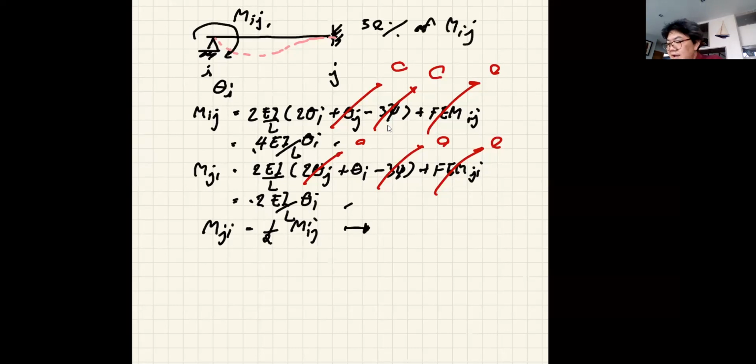So it's safe to say that 50% of Mij will be carried over to the far end, or to the opposite end. So we can say that our carry-over factor is always a half. That's beautiful, right?